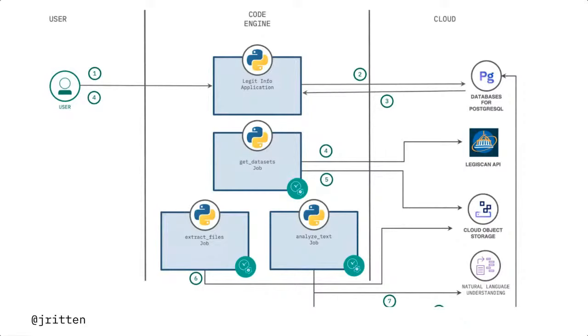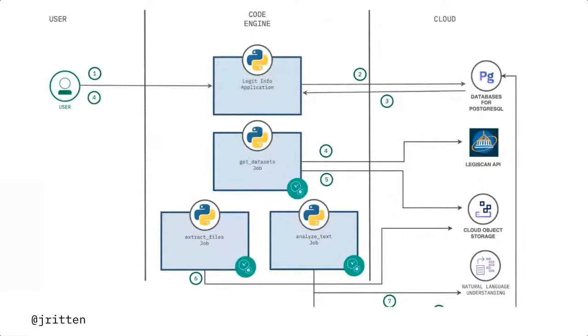So in this case, you can see a user comes in, there's a Legit Info application, which is a Django application, sitting in Code Engine as an app, and it talks to the Postgres database and gathers information from there. In the background, we have 3 jobs: get data set, extract file, and analyze text. All these are, again, Django custom commands, and they live as jobs in Code Engine. What that means is they are a one-time thing. They wake up, they do their job, and then they go back to sleep, right? Until next time they're woken up, in this case, by running on a timer. So they wake up at a certain time, do their job, and go back to sleep.